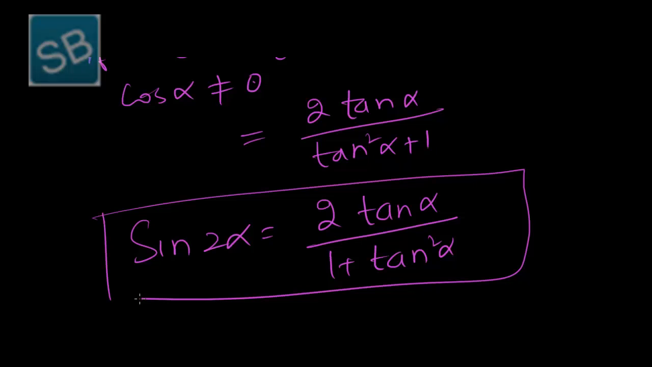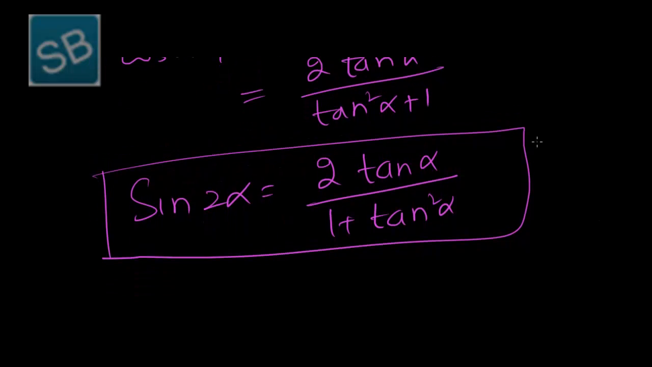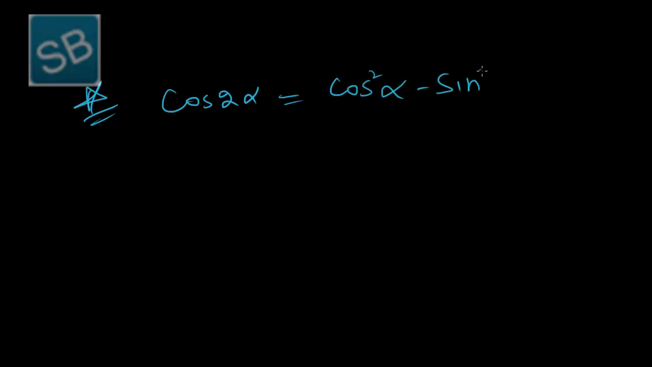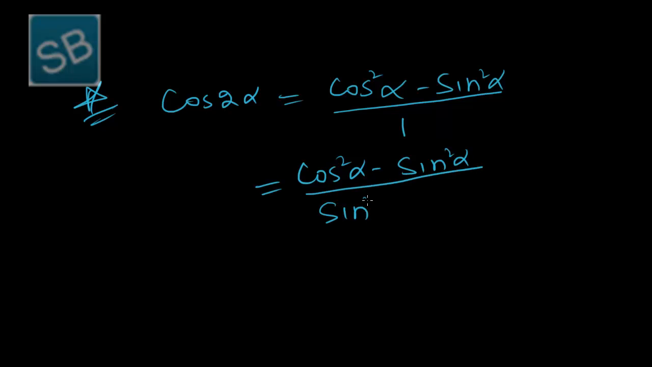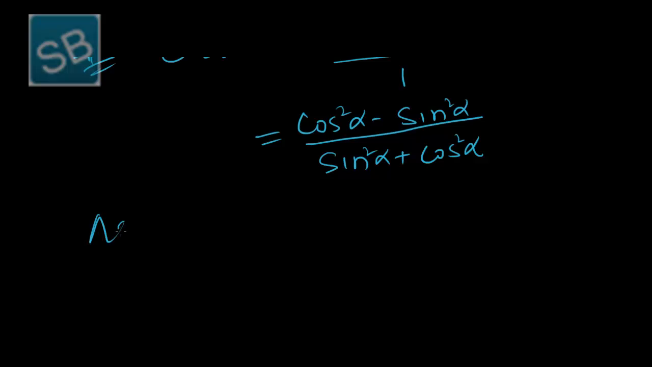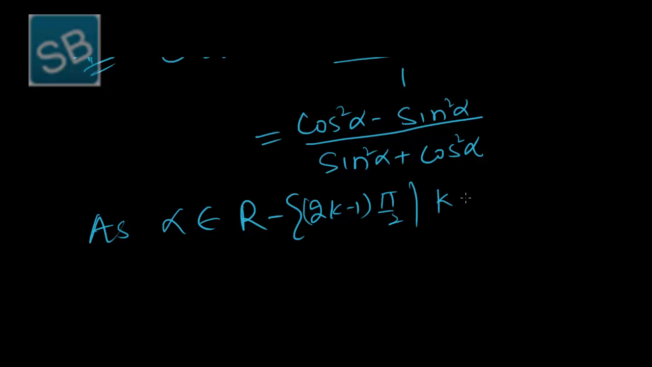Now we will derive the formula for cos 2 alpha. This is the formula for sine 2 alpha. So the next formula is cos 2 alpha. As we have, cos 2 alpha is equal to the basic formula cos square alpha minus sine square alpha. Then in the denominator we use 1, so replace 1 by sine square alpha plus cos square alpha. Now again, as alpha belongs to R minus (2k minus 1), that is the odd multiple of pi by 2, k belongs to Z, then cos alpha is not equal to 0.